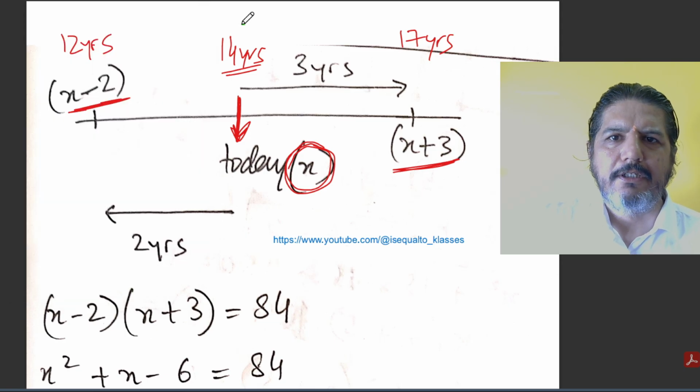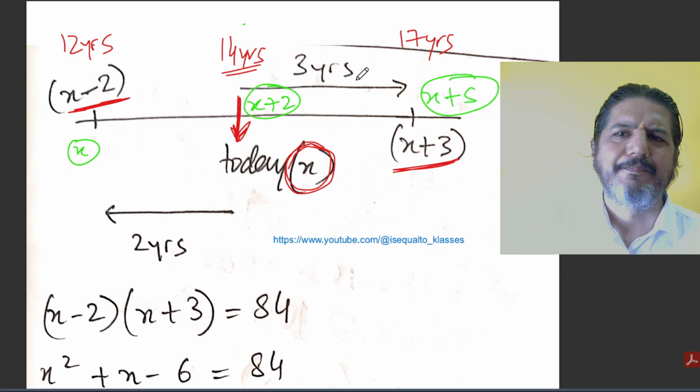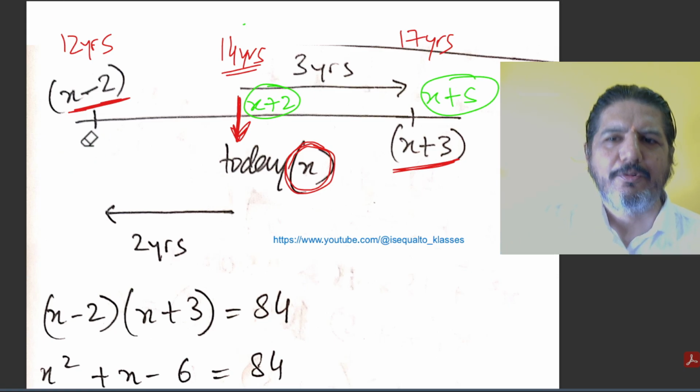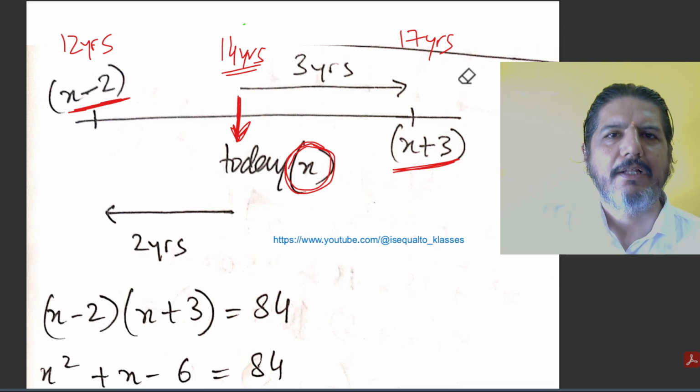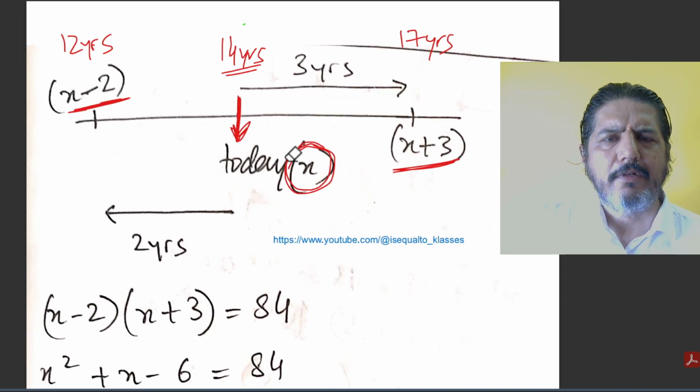So what I'm trying to say is that if you assume this to be x, then this would be x plus 2, and this will be x plus 5. But usually students won't prefer it, so let's keep it as simple as possible. Now they are talking about the product. So the product of the ages is 84. It's one of the simple questions.